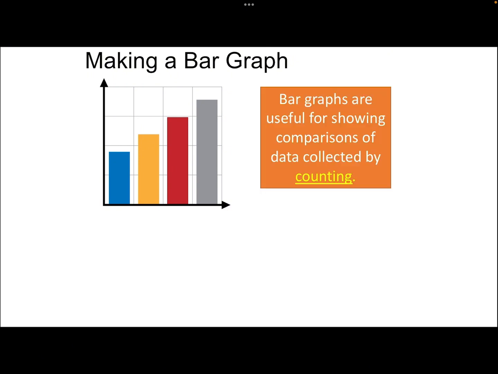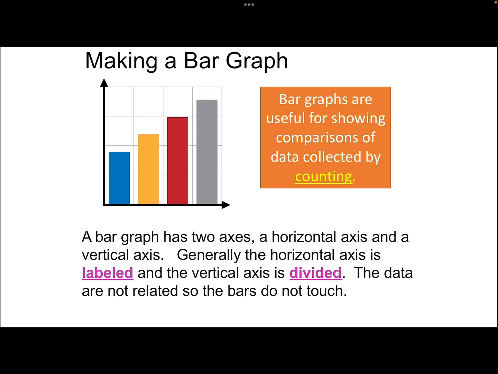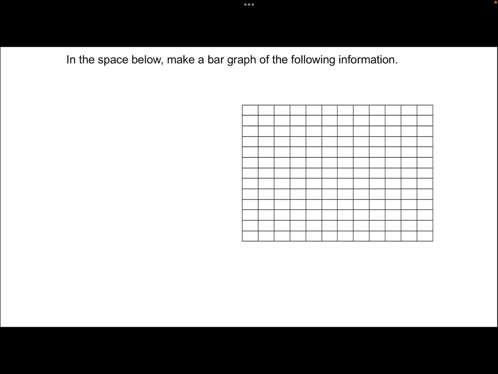Making a bar graph. Bar graphs are useful in showing comparisons of data collected by counting. A bar graph has 2 axes, a horizontal axis and a vertical axis. Generally, the horizontal axis is labeled and the vertical axis is divided. The data are not related, so the bars do not touch.